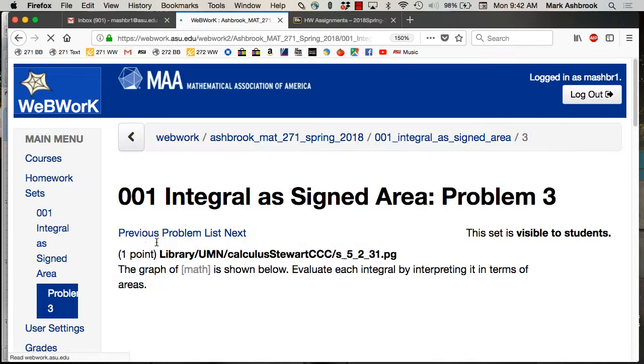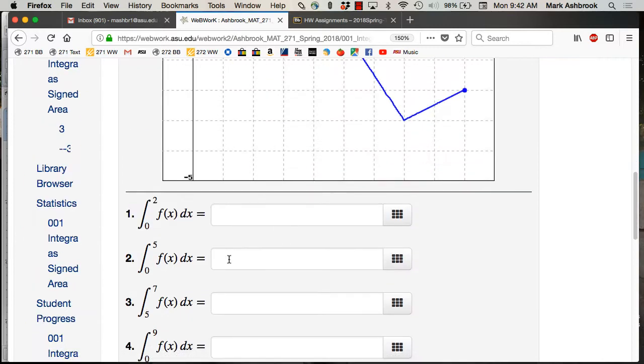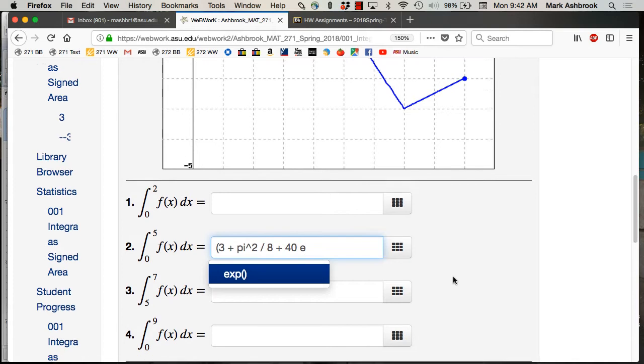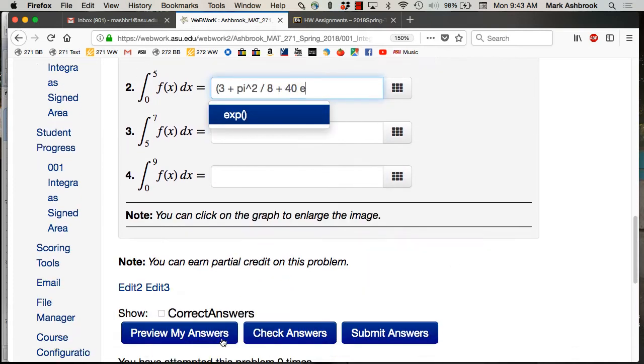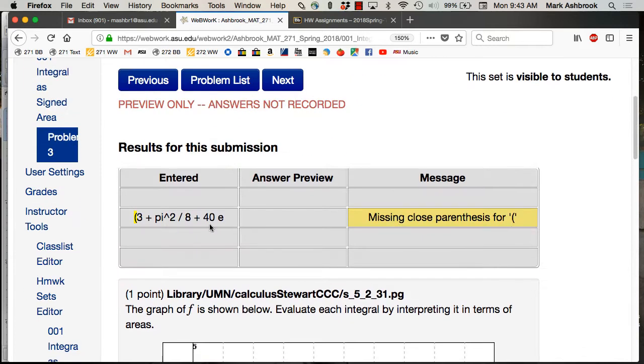And then I just want to show you that when you have open-ended, free response type questions, you can put in expressions. For instance, 3 plus pi squared, divided by 8, plus 40e. Okay, so here I put this expression in, and instead of using that as an attempt, I preview the answer, and it's going to tell you, uh-oh, you're missing a parenthesis, something's wrong. See, I just found that out without wasting an attempt.